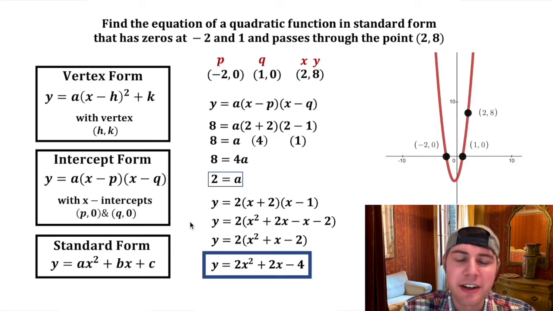And here's the graph of it right here, and you can see it passes through -2 and 1, and it also goes through the point (2, 8).